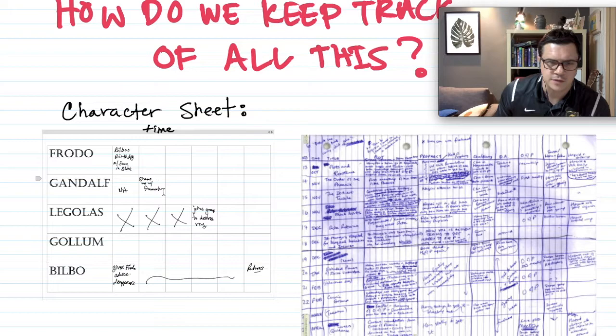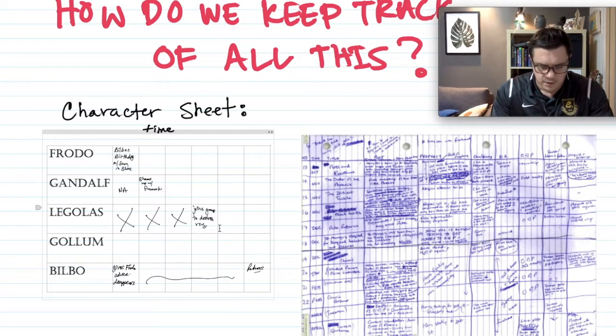And then Gandalf shows up to celebrate Bilbo's birthday. And while that's happening, we don't know who Legolas is yet. We don't know who Gollum is yet. So I've just got an X there, or I leave it blank. But as the story continues, I would continue to build this chart or this sheet. And what I could do is continue to look at it, and when I get confused, instead of flipping back through the pages and rereading parts and spending a lot of time there, I could just look at my sheet.